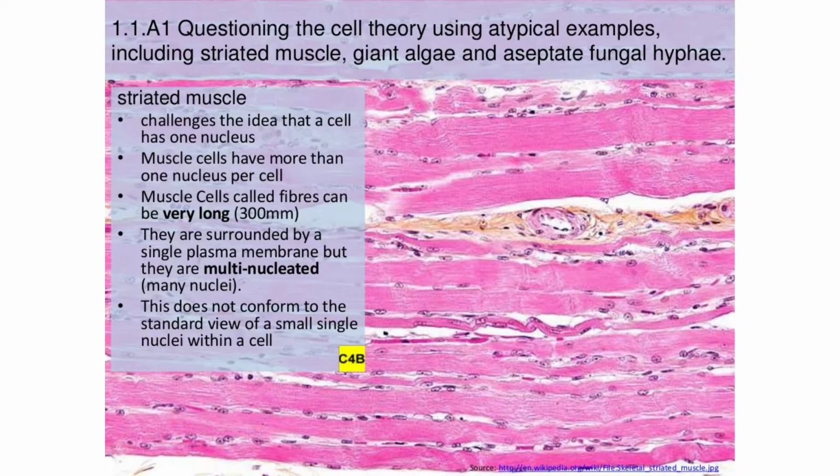There are some exceptions to cell theory, and one of them is striated muscle. Striated muscle challenges the idea that a cell has only one nucleus. Muscle cells are extremely long and thin, but they have several nuclei within one cell.